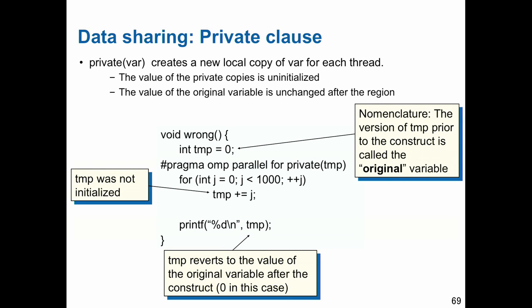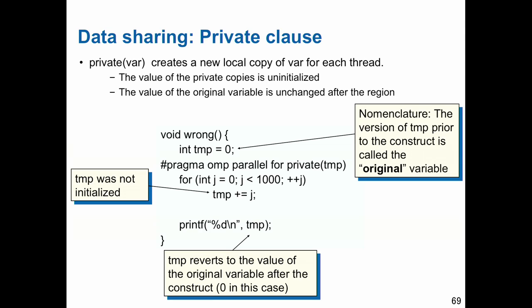So look at the variable temp, TMP. Then I'm going to have a parallel region, and I'm going to create a private copy of temp inside this parallel region. So I have the private temp. Now, when I need to disambiguate between the copy inside the construct and the copy that exists outside the construct, I will call the one outside the construct the original variable.